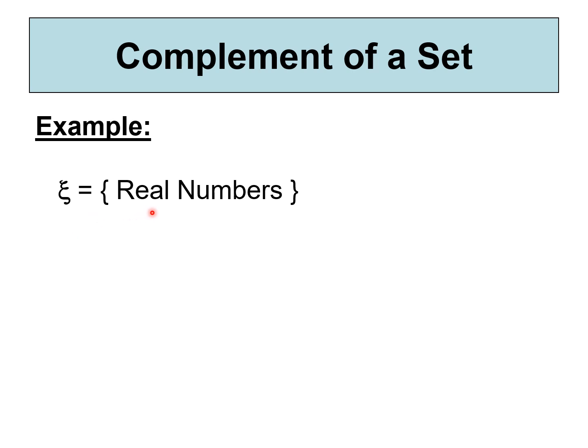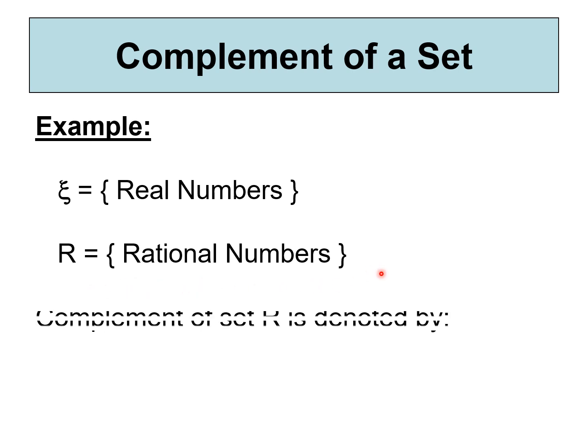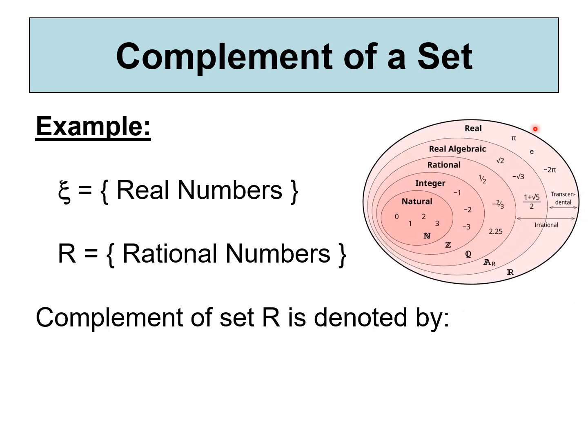Say if I have a universal set representing all the real numbers, and I have set R that represents rational numbers, are you able to tell me what is the complement of set R? If you can recall, earlier on in my previous lesson, I had a Venn diagram that shows all the various proper subsets. If you take a look at real numbers, real numbers is the most external circle here. So this is our universal set. So rational numbers actually fall under this range here.